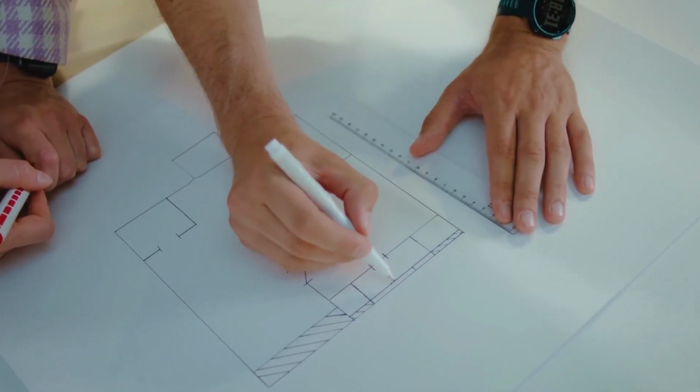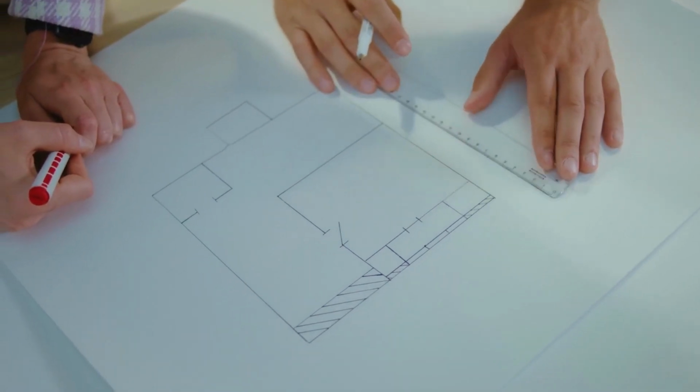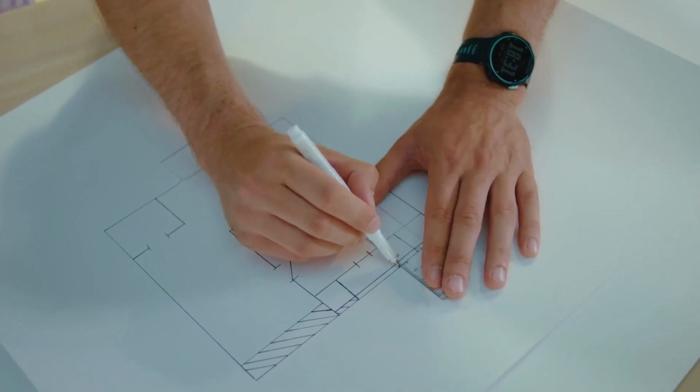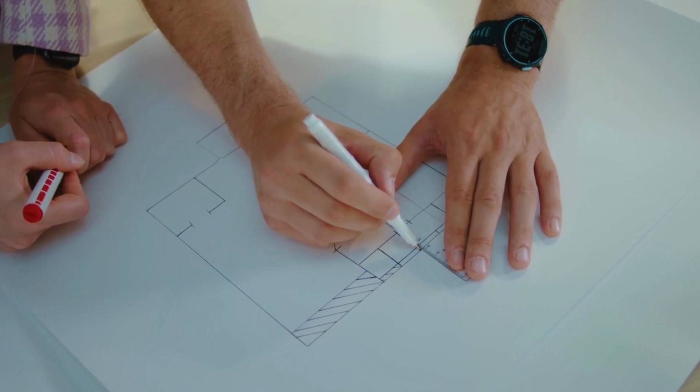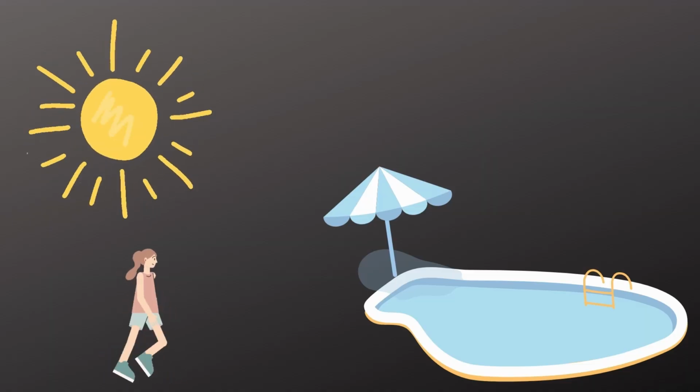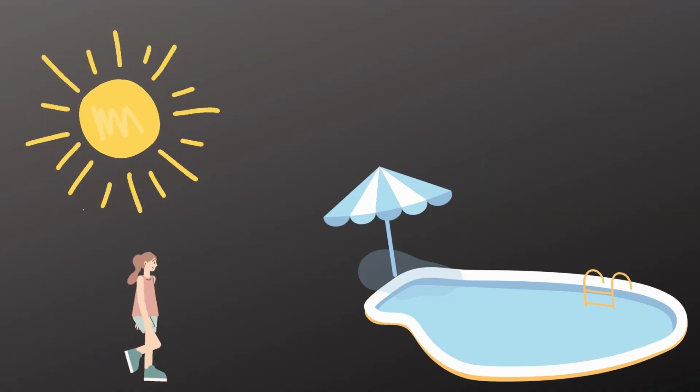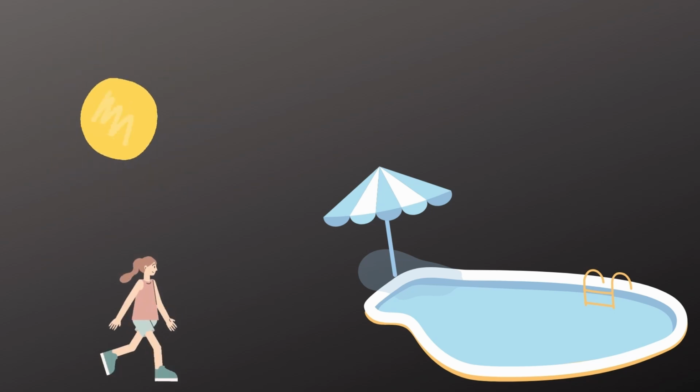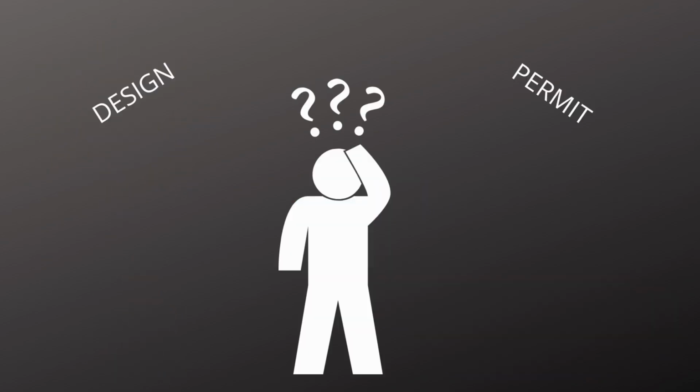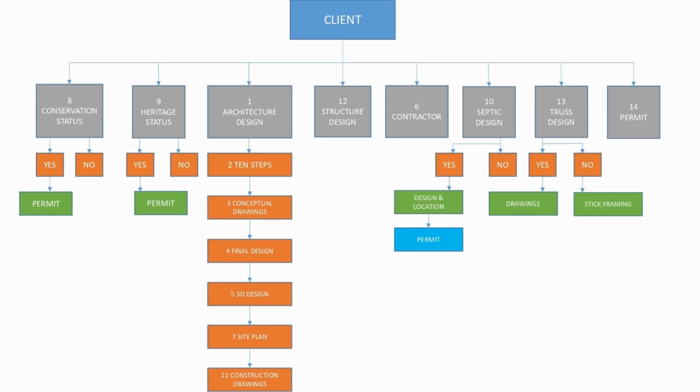I work in Ontario, Canada as a professional architect, and today I'm going to talk about the design and permit process steps for the pool house. People start to design a pool house in the middle of summer and mostly they complete it after the summer. Mostly they have no idea about how the design and permit process works and how much time it takes. I made this chart to explain the whole process in very simple language.